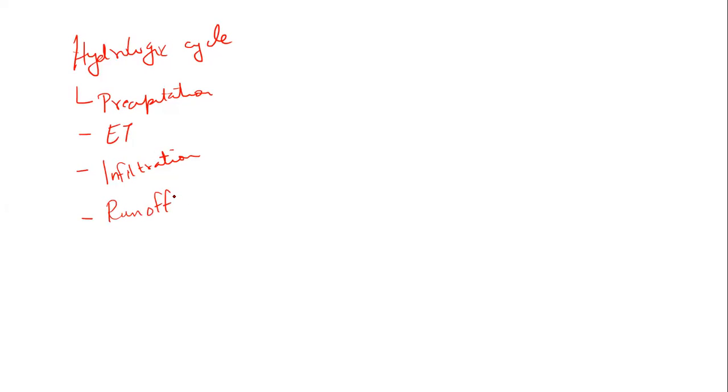We looked at the different processes in the hydrologic cycle. To begin with, we looked at precipitation, then we looked at ET, and then what was the next thing we looked at? Infiltration. I was hoping somebody would answer. Okay, then we looked at infiltration. What next after this? Runoff, right?